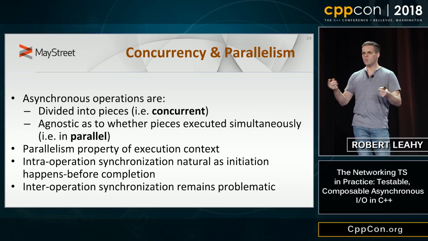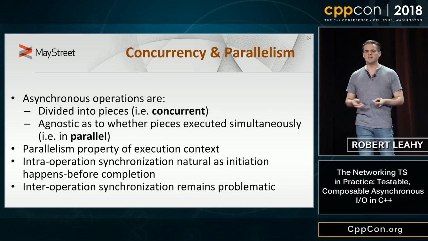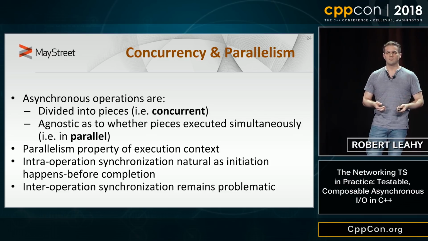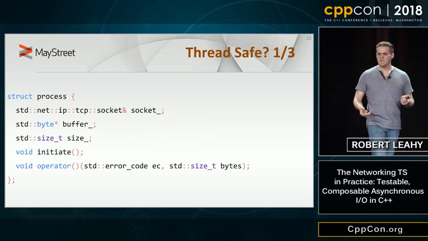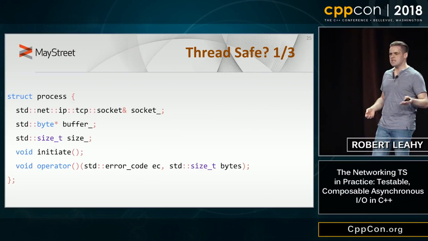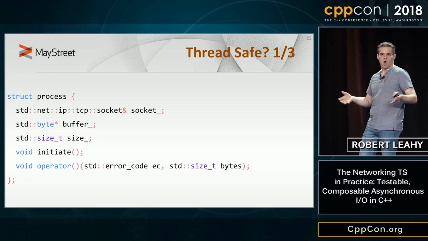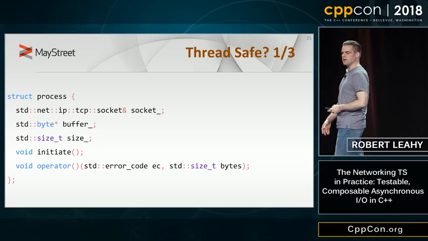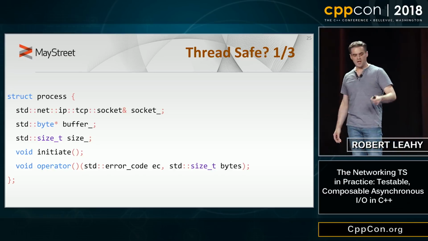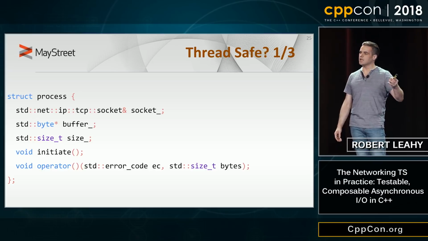But what if there's more than one operation using the same socket? This is a fairly banal use case. Let's pose this as a question. Is this code thread safe? Let's say that I add a new object. Let's call it process. It looks like our heartbeat object. It has an initiate and it has a function call operator. It stores a socket, a buffer, and a number of bytes.